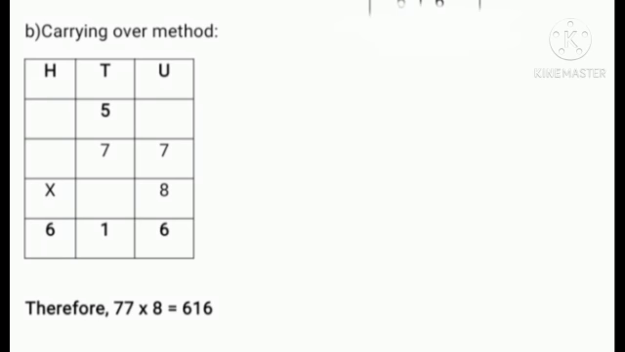Carrying over method. 77 multiplied by 8. Draw the columns. Arrange the numbers properly in the proper columns and start from the units place. 8 sevens are 56. 6 we will write below and 5 we will carry over. 8 sevens are again 56. 56 plus 5 is 61. Therefore, 77 multiplied by 8 is 616.